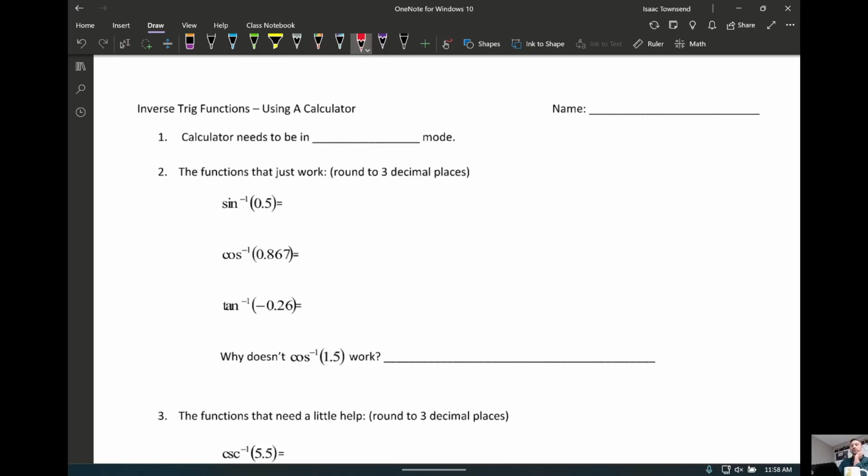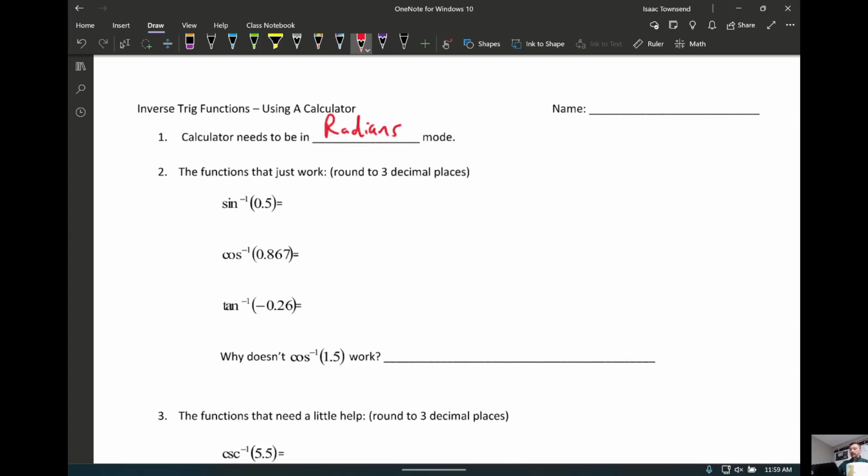Okay, one thing I did not show you last class is how to use inverse trig functions with a calculator. Your calculator has to be in radians. Inverse trig functions are only defined in radians. These calculator questions vary in difficulty. Some of this works out really nicely, and some of it is kind of tricky if you don't know what's going on.